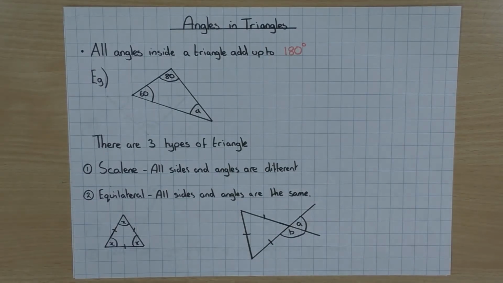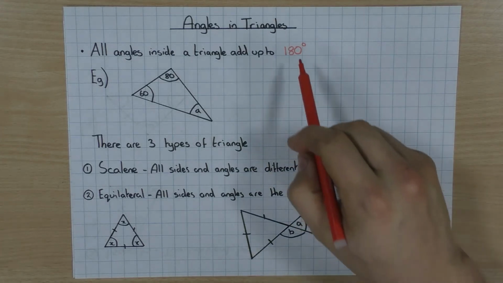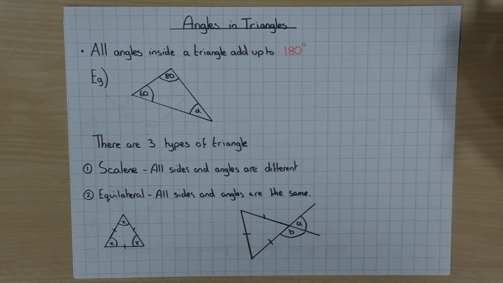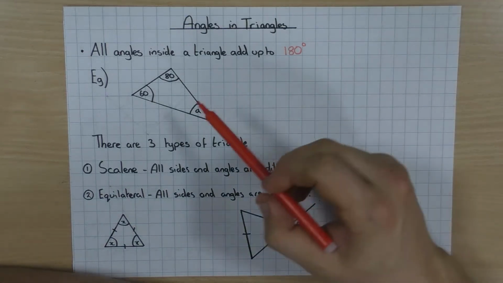Hi guys, in this video we're going to have a quick look at angles in triangles. So the fact that you need to know for this is that all angles inside a triangle will add up to 180 degrees. So hopefully you already know that. If you didn't, you definitely need to remember it for any exam. Okay? So how is this useful?